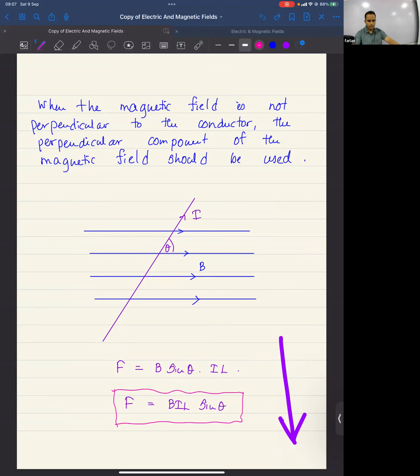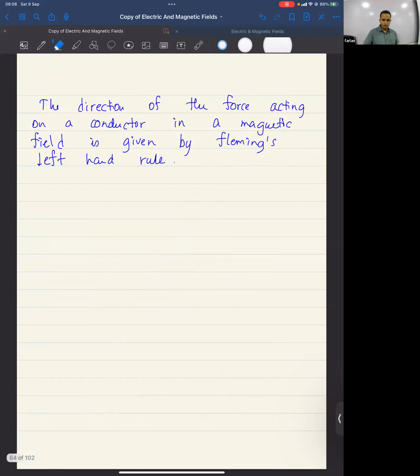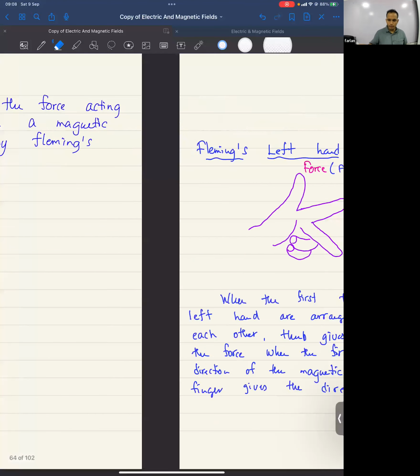So if the conductor is not perpendicular to the magnetic field, the force acting on the conductor is given by F equals BIL sine theta, where theta is the angle between the conductor and the magnetic field. Is that okay? Right. So we are supposed to continue from here. Did you also mention that the direction is given by Fleming's left hand? No. Right under that.